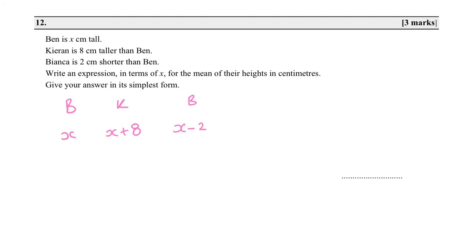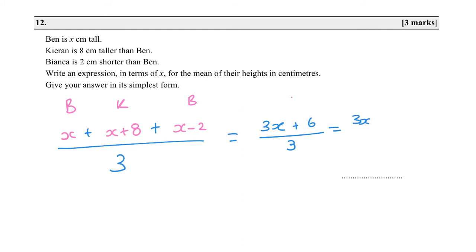It says write an expression in terms of x for the mean of their heights. Okay, so I've written all of theirs down. How do we do the mean? We add them all together and divide them by how many they are, which is 3. So x plus x plus x is 3x. 8 minus 2 is plus 6. And if I'm dividing this by 3, this is the same as 3x divided by 3 plus 6 divided by 3, which is 3x divided by 3 is x, 6 divided by 3 is 2. So that is the mean.